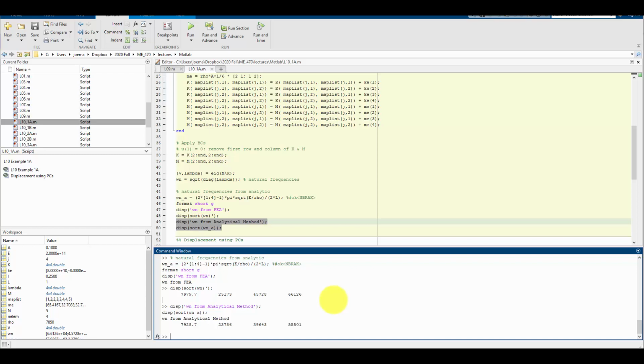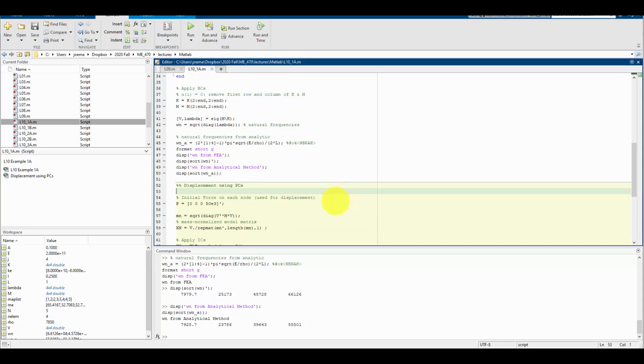Again, we have the benefit in this problem that we were already able to solve this analytically, but in general for more complicated problems, we probably won't have an analytic solution to compare it to. And we'll get to that when we talk about convergence in a couple of videos. But here we see that at least for the first two natural frequencies, we're not too far off what the true answer should be.